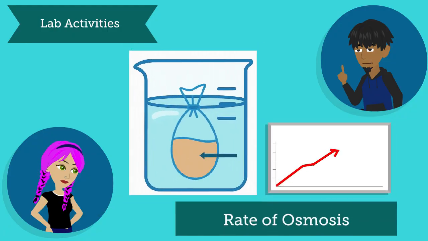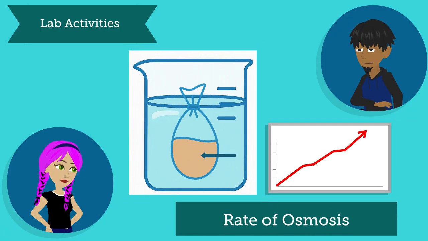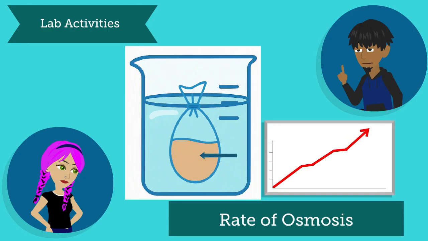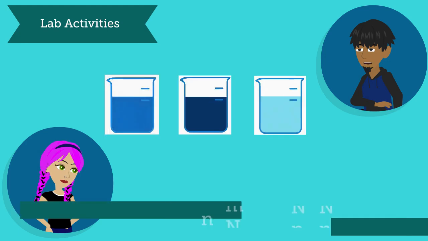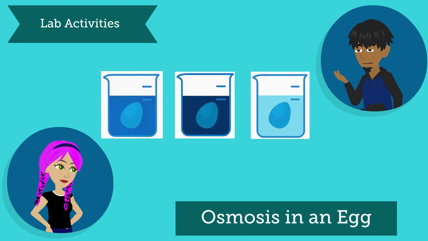The first will be to determine the rate of water movement from an area of high concentration to low concentration using an animal membrane bag. The second will be to investigate how water moves when a de-shelled egg is placed in isotonic, hypertonic, or hypotonic solutions.